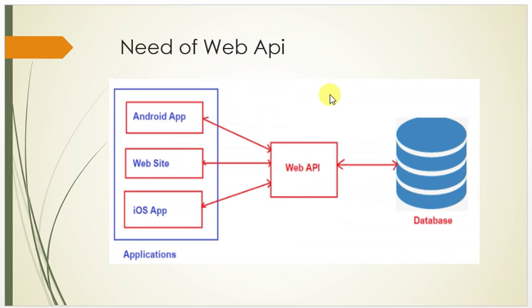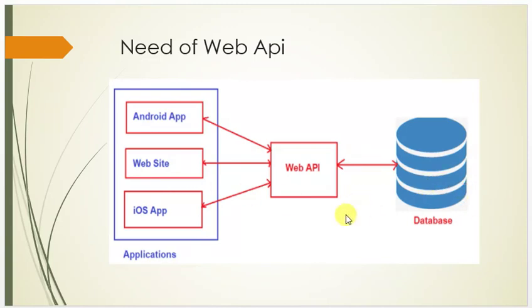In this video, we will discuss the need of web API. In our previous video, we discussed the problems we are facing while creating multiple applications that communicate with a single database. On the left side, I have three applications. Here I have only one database. Our goal is to stabilize the communications between these three applications and the database.